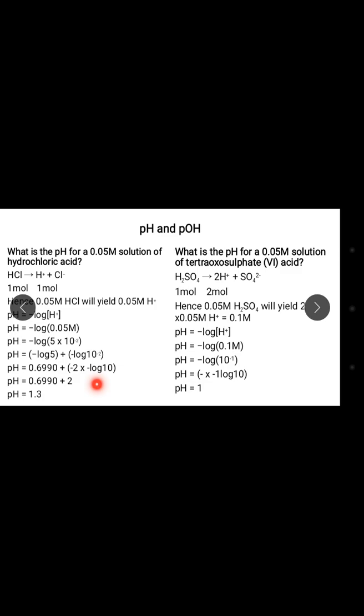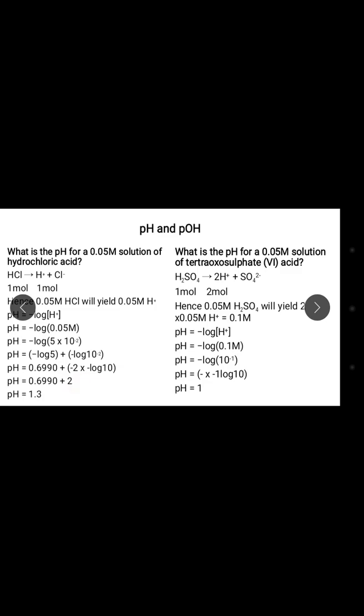And mind you, there is a base of 10 that we've been ignoring here, because it is expected that when a log is not carrying any other base, it is assumed to be 10. So log 10 is 1. So minus 2 times minus 1 gives you plus 2. I'm sure how this transforms to plus 2 is clear. If it's not clear, let me know. But that is it. Now I told you there is a minus here that was missing, so you have minus 0.6990 plus 2, which will give you 1.3.